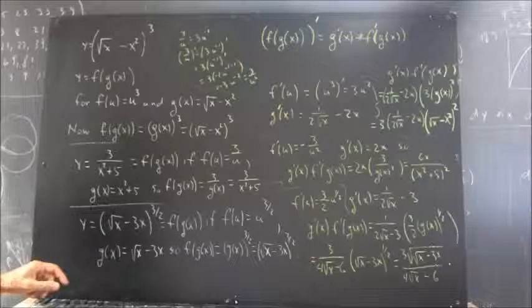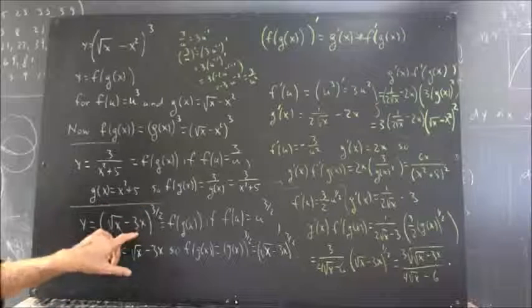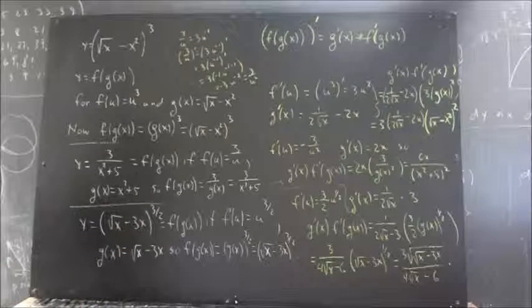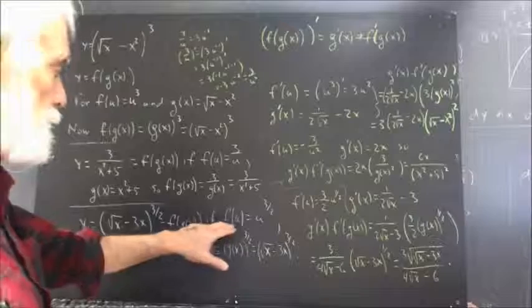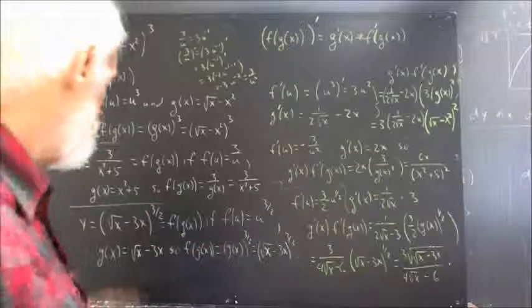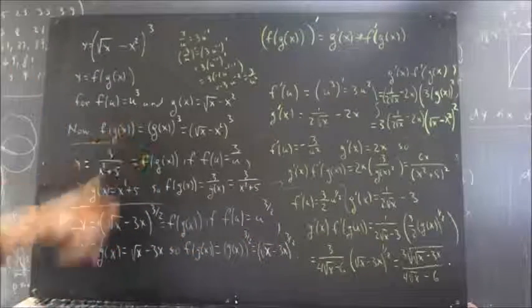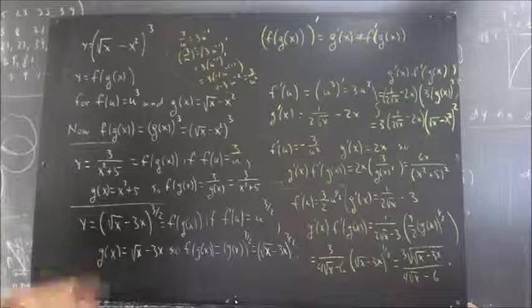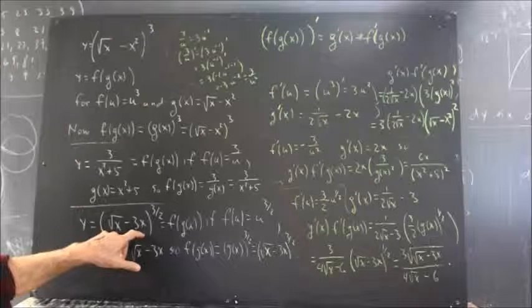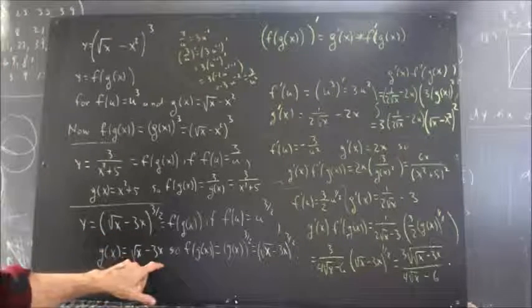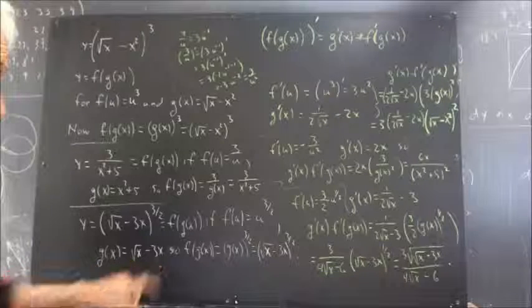Okay, this function is the 3/2 power of another function, so you could look at this as, okay, well, your f of u is going to be u to the 3/2. You're raising something to the 3/2. What are you raising to the 3/2? Square root of x minus 3x. So that will be your g of x function.